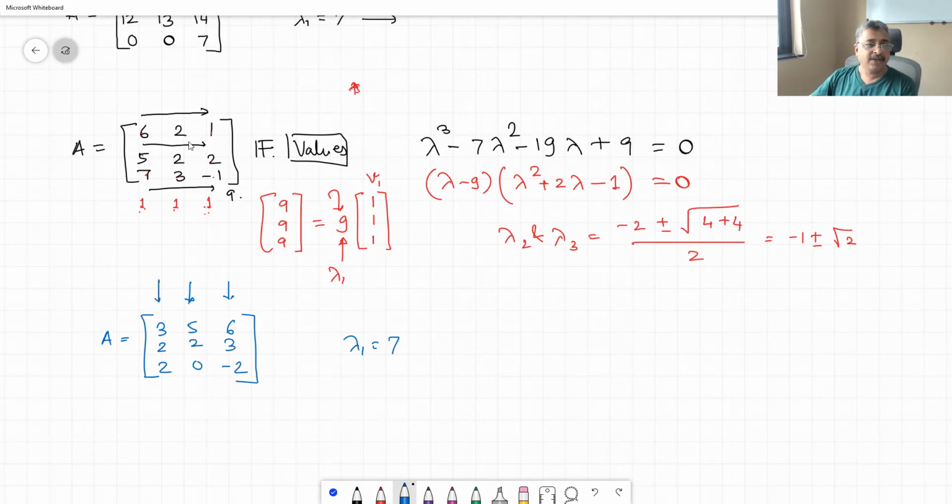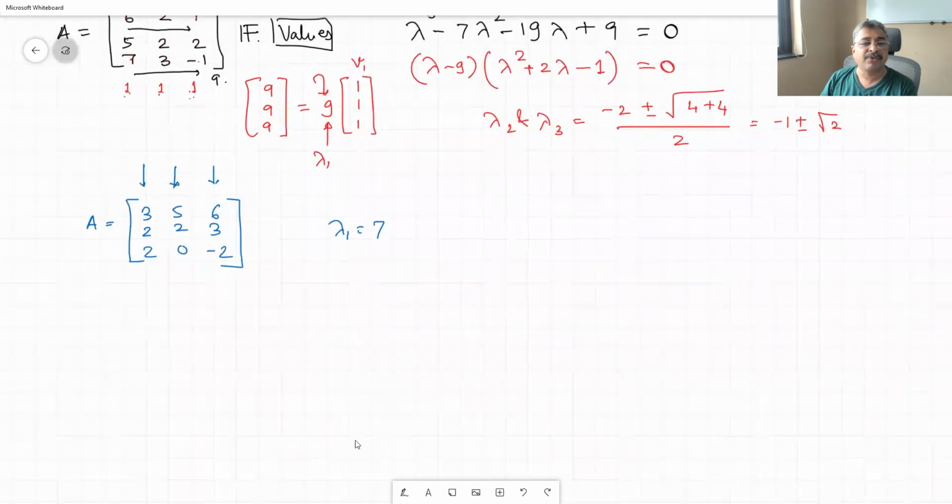This is the same as what works for rows. If it is given for columns, then you should take the transpose and get the value of lambda.